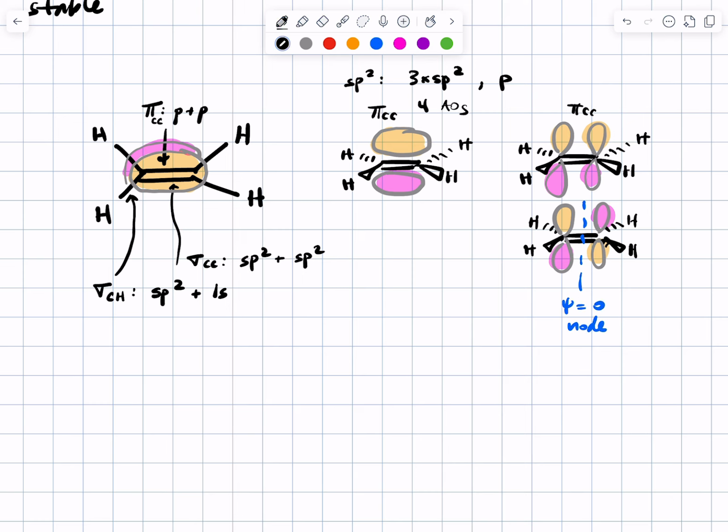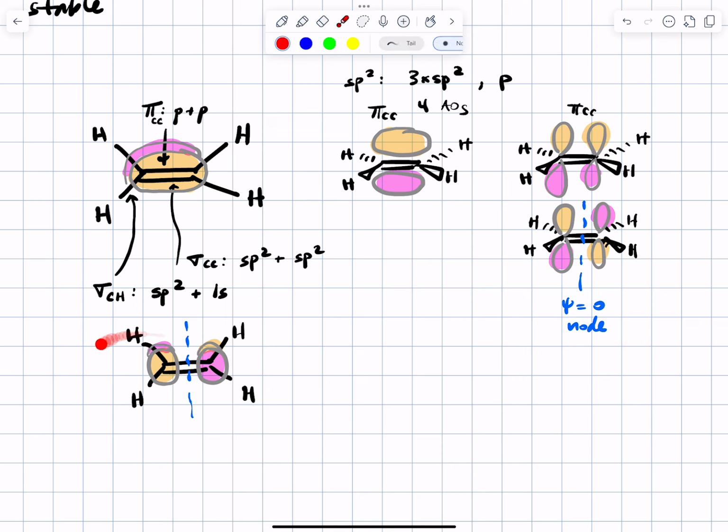If I were going to draw this pi star on the overhead view of the molecule, what would it look like? Well, there's going to be a node in between the two atoms, and it would basically look like I have two p orbitals, one on each carbon, only with opposite wave function sign. Now remember, this is a drawing of what the antibonding orbital looks like, and we're going to call it the pi star. This is not two separate p orbitals together. This is one pi star antibonding orbital.